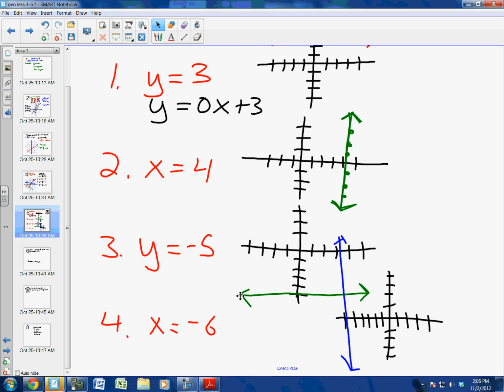Do you guys know how to write an equation for a vertical and a horizontal line? Everybody, I want you to make up a horizontal line and a vertical line that I don't have up here, and I want you to show it to your shoulder partner, and then they're going to show you theirs. I'm going to give you 1 minute to do that.